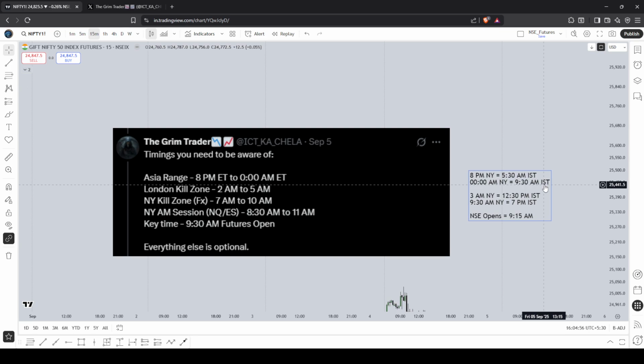The gears in your head should be moving because there's an overlap here. The NSE AM session, the morning session on the National Stock Exchange in India, forms at the absolute end of the Asia session and right before the London session. London kill zone is between 2 a.m. New York time and 5 a.m. New York time. 2 a.m. New York time is 11:30 in the morning India time. 2 a.m. is of very little to no consequence to us. Same for 5 a.m. Not important.